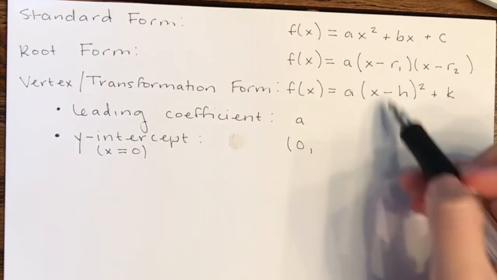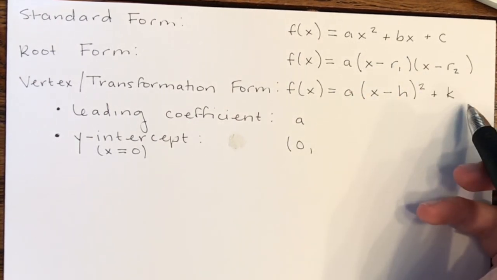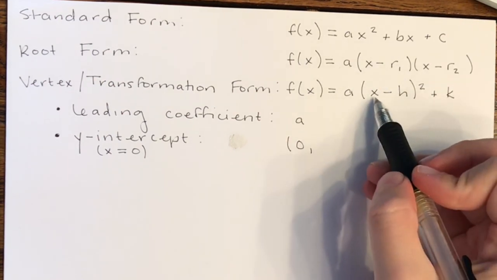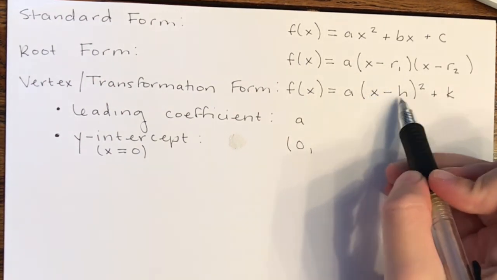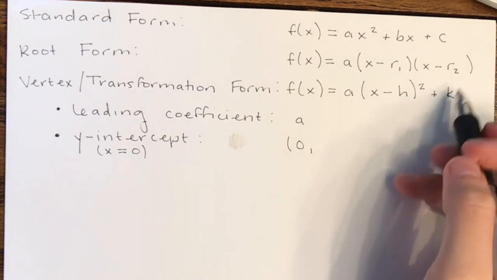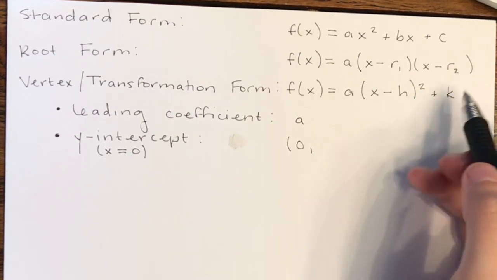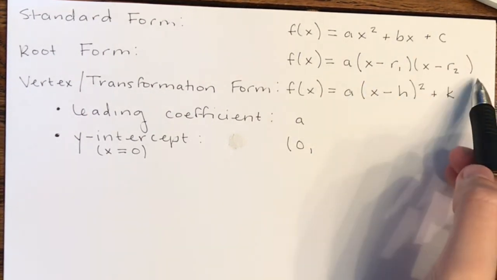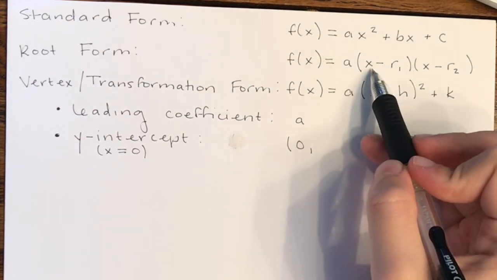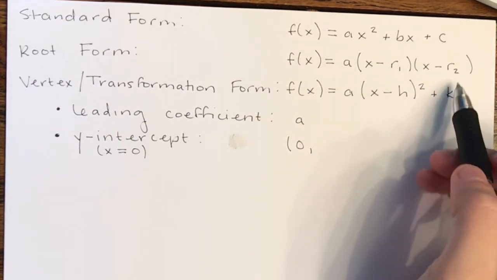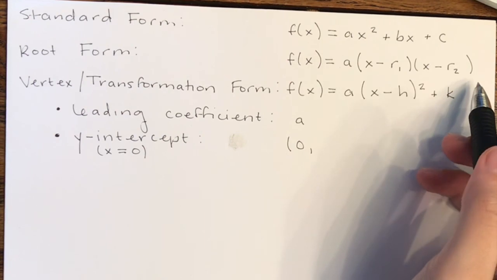So which one of these is going to most easily give us our y-intercept? Well, if I start at the bottom, if I plug in 0, then I have to subtract h and square it and do all this stuff. So that's not very easy. If I plug it in here, I have to subtract r1, subtract r2, and multiply everything together.